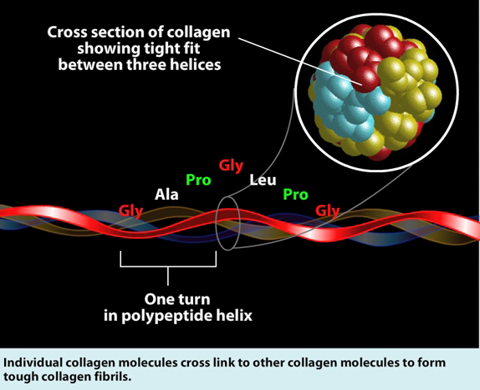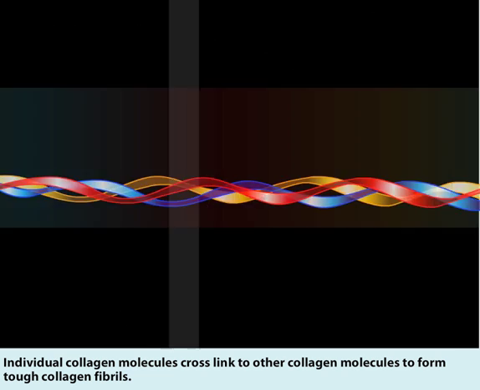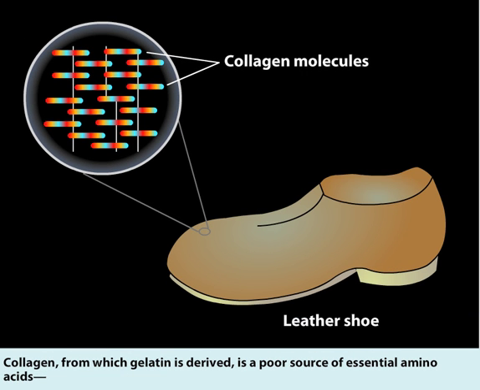Individual collagen molecules cross-link to other collagen molecules to form tough collagen fibrils. Collagen, from which gelatin is derived, is a poor source of essential amino acids, the amino acids that the body cannot manufacture and must receive from the diet.